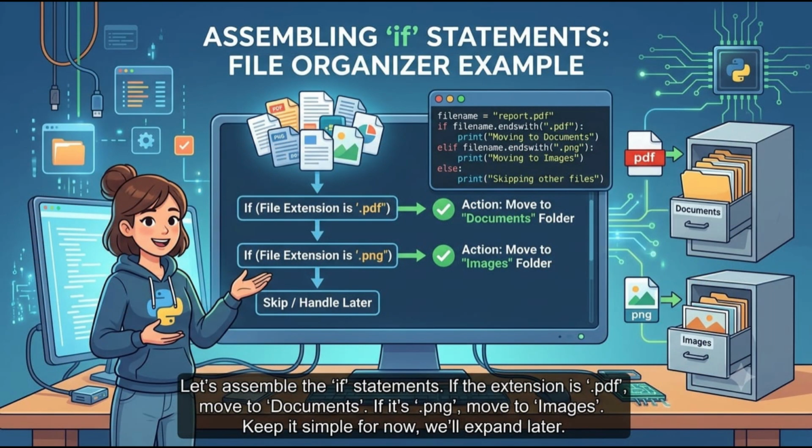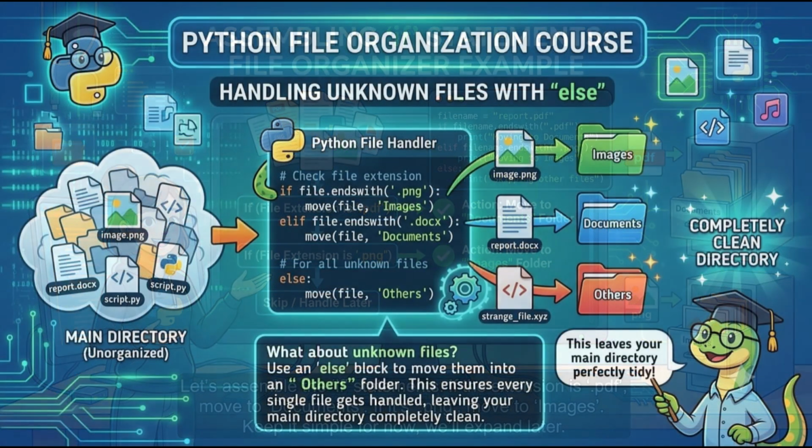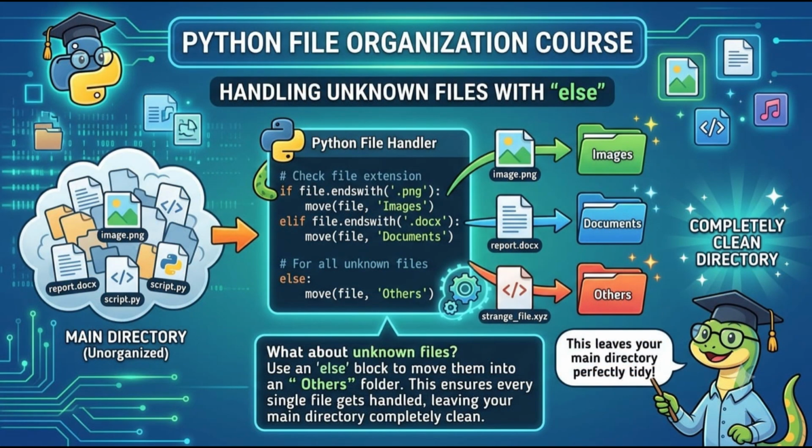Let's assemble the if statements. If the extension is .pdf, move to documents. If it's .png, move to images. Keep it simple for now. We'll expand later. What about unknown files? Use an else block to move them into an others folder. This ensures every single file gets handled, leaving your main directory completely clean.